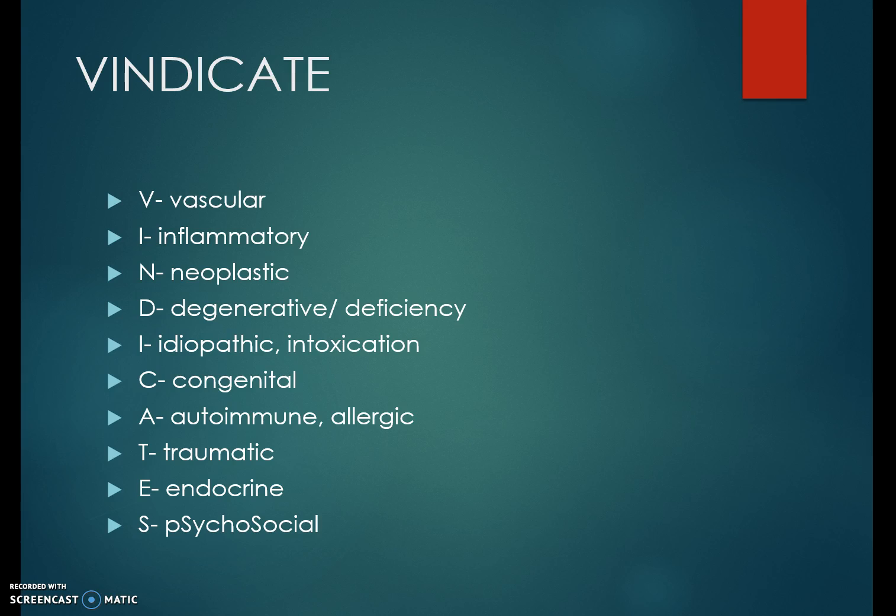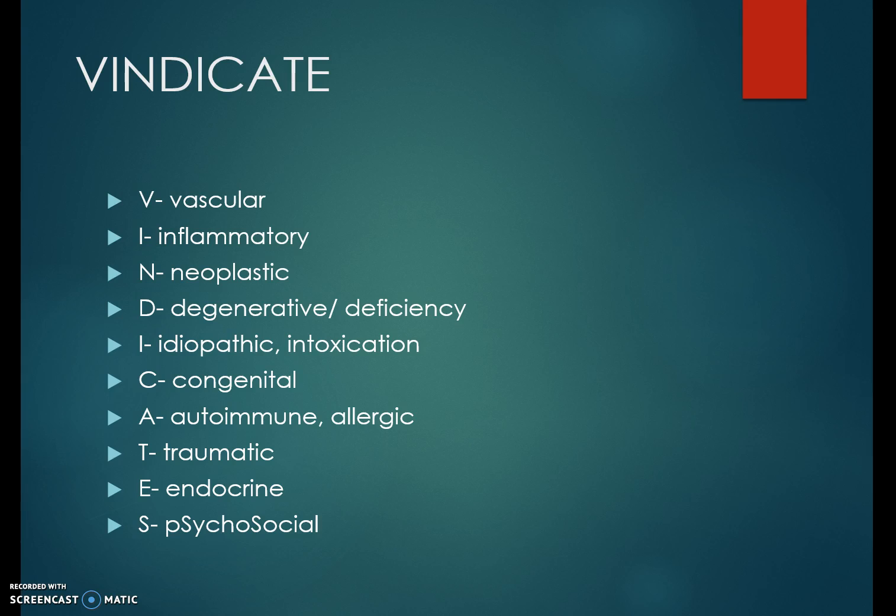So how do we use this in real life? Let's use the chief complaint of shortness of breath. What is a vascular complaint for shortness of breath? One would be a PE. Inflammatory could be epiglottitis, a neoplastic, lung cancer, and go ahead and think along with me as we're going through this. A degenerative or deficiency would be a COPD or antitrypsin disorder.